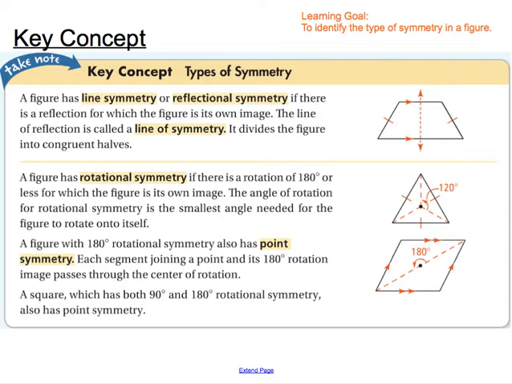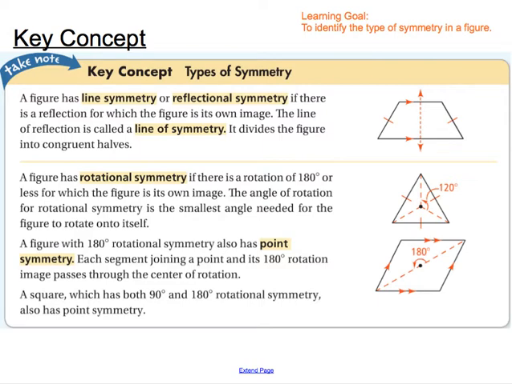A figure has rotational symmetry if there is a rotation of 180 degrees or less for which the figure is its own image. The angle of rotation for rotational symmetry is the smallest angle needed for the figure to rotate onto itself. So in this example, we have an equilateral triangle. You can see that if you take this location and rotate it 120 degrees to the left, or counterclockwise, we would have the exact same figure.